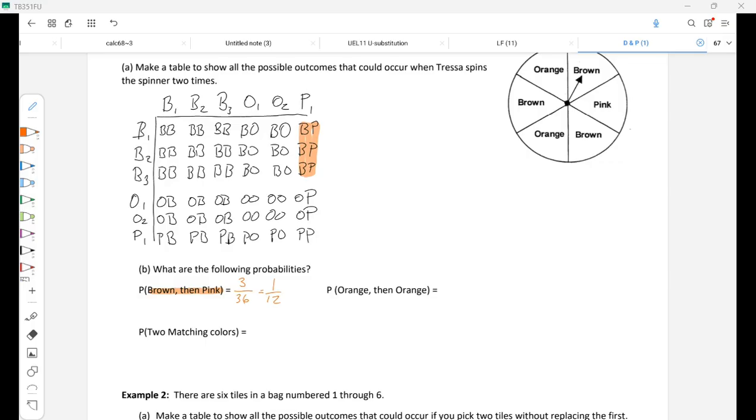Right. The next question wants us to know what the probability of getting orange and then another orange is. So we look for a pair of 2 O's in our table, and we find that this little square here with 4 different things in it represents getting an orange and then an orange. So this probability is 4 out of 36. Again, your calculator can simplify that and give you 1/9.